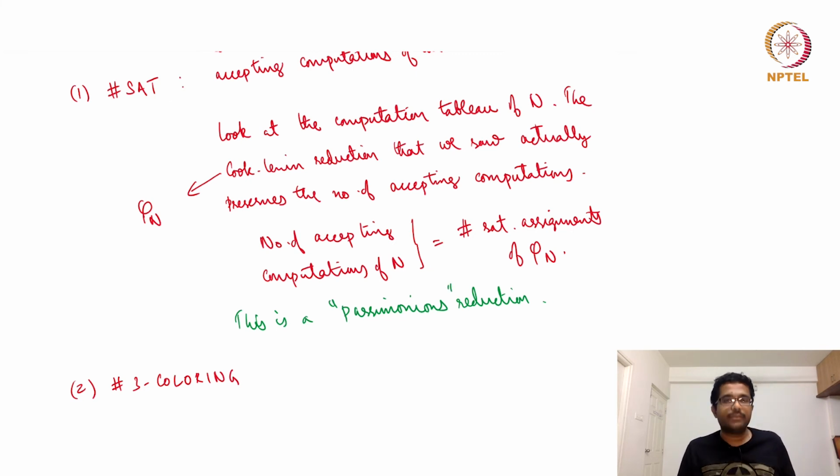So the number of accepting computations of N is equal to the number of satisfying assignments. If you just think about the reduction that we did, it is not like we are merging multiple accepting computations of N into the same satisfying assignment for the formula. So this is a parsimonious reduction. Parsimonious means the number of accepting computations in the case of N is preserved when it is translated to the Boolean formula.